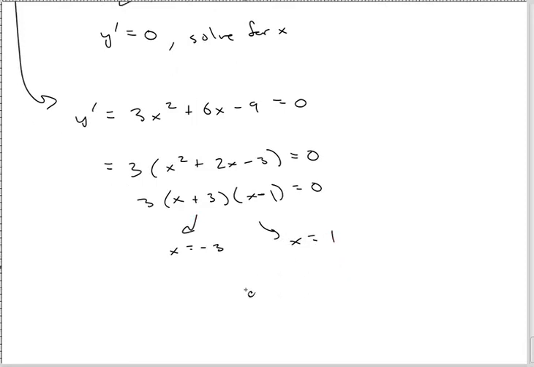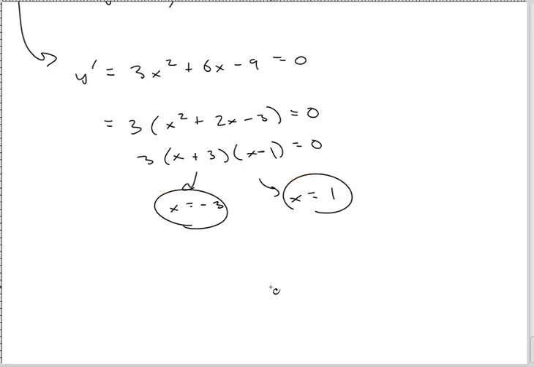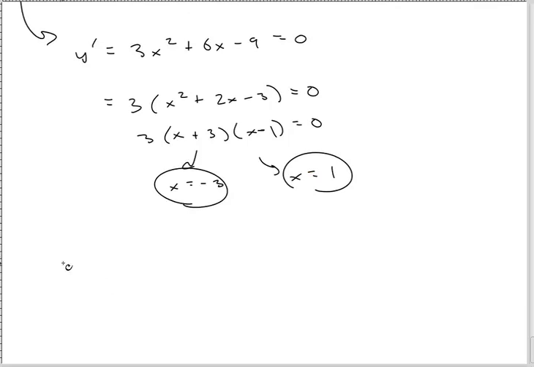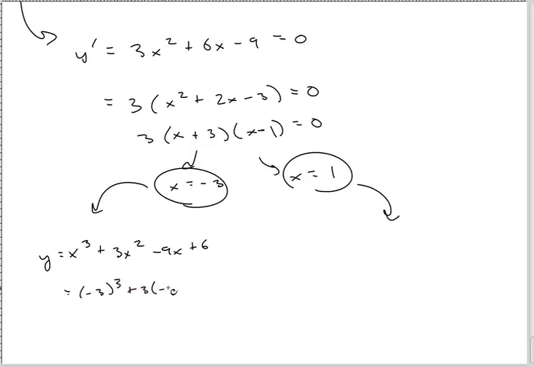And that should be good, but what we really need is to format it to what WebAssign wants. What WebAssign wants is for you to take these values and then plug them back into the original. Our original was x cubed plus 3x squared minus 9x plus 6. I need to plug that negative 3 in wherever I see x. Plug it all in, and blah, blah, blah, calculator, and I get a 33.